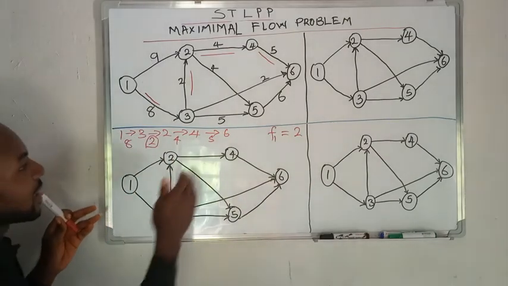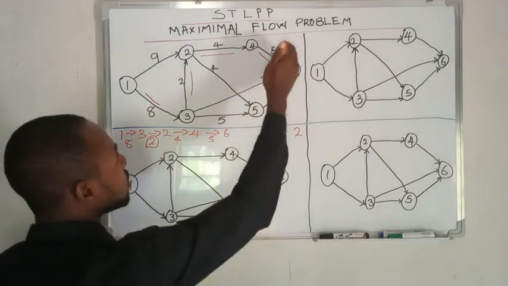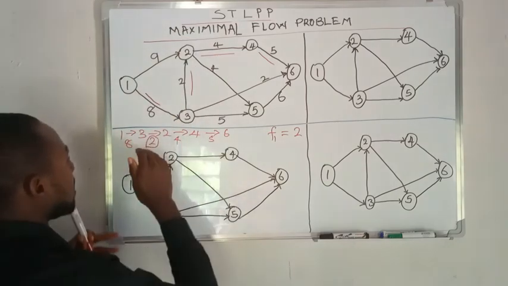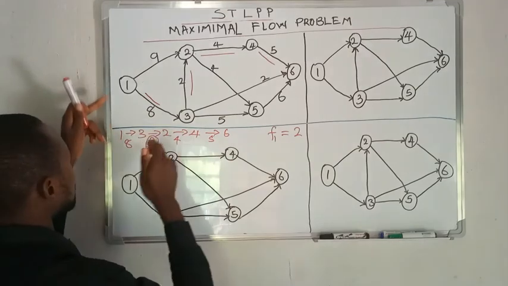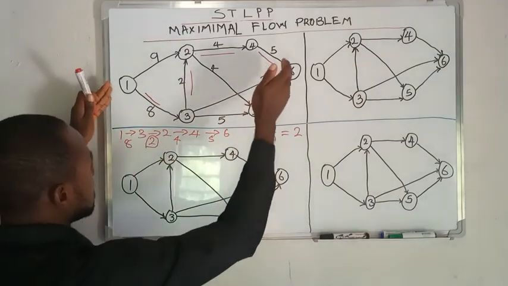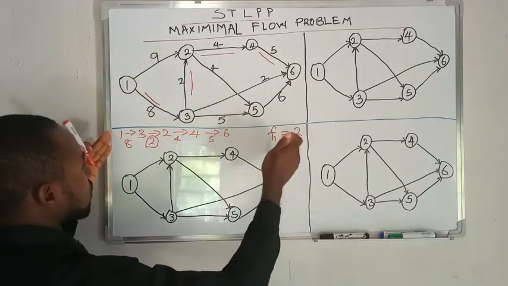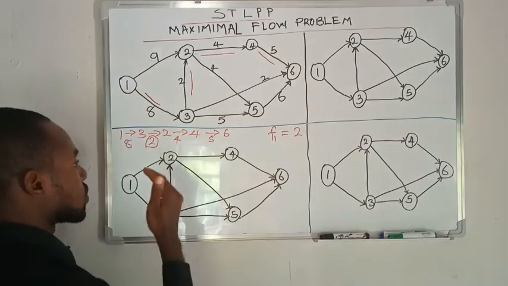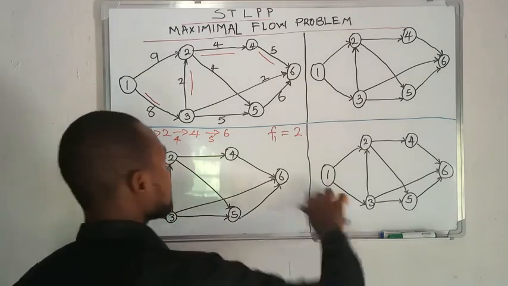And then after getting F1, we subtract 2 from each of those edges that led us from the source node to the sink node. We subtract the maximum flow from them, and then we get our new network flow. So I'll just do that now.